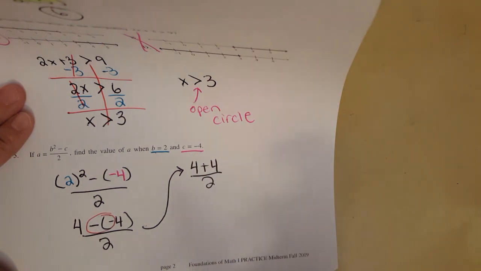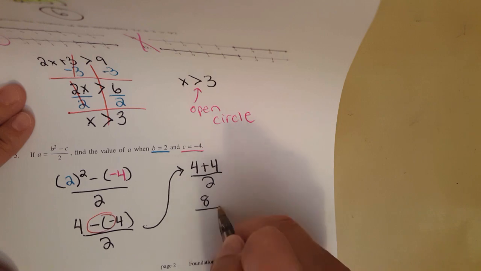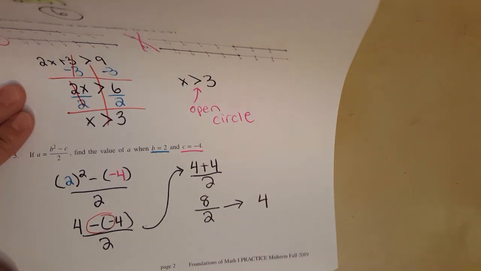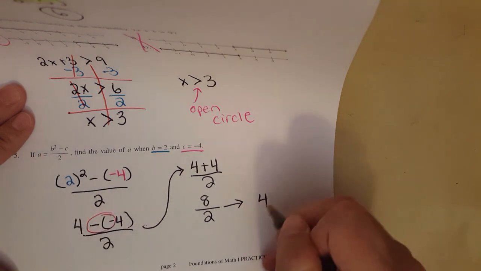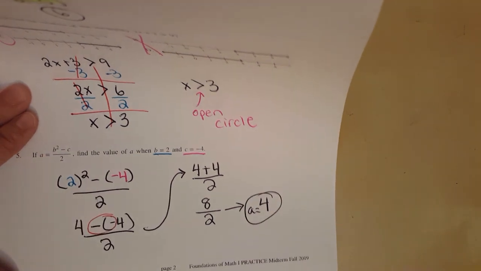Now let's go ahead and actually add it. Again, we're doing the numerator first because that fraction bar is acting as a grouping symbol. So 4 plus 4 gives me 8. And then 8 divided by 2 will equal 4. So a is equal to 4 in this situation, because that's what we get when we evaluate that expression.